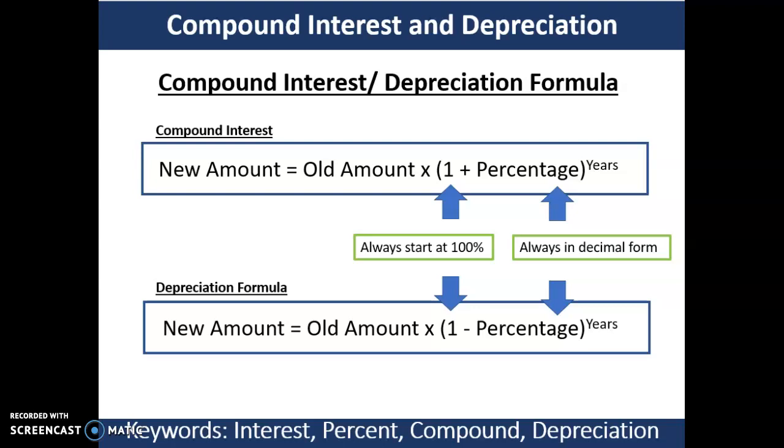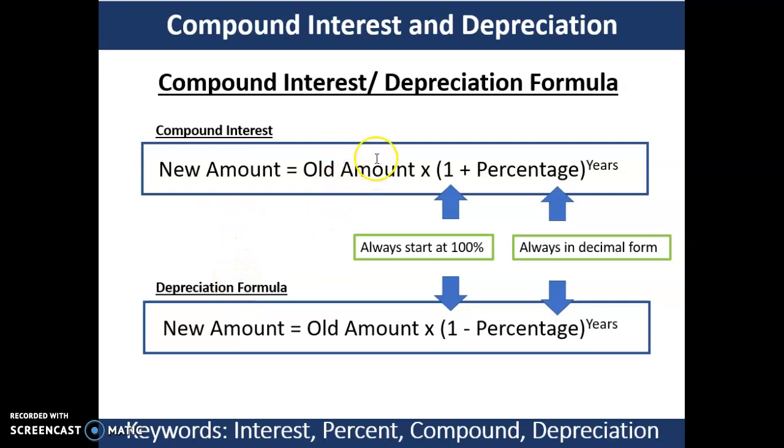So the very first thing is the formulas. Well, I really consider this to be like one formula, but the thing is that you've got a plus when it's compound interest, when you're building on top of something, and a negative or subtract when it's depreciation, when you're losing value. So the idea goes like this.